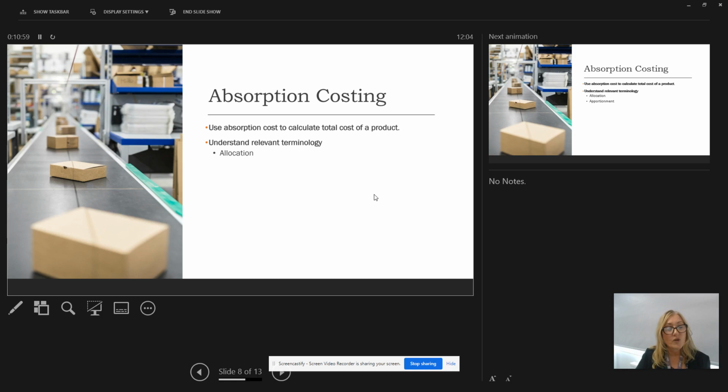So you need to understand the following terms. Allocation is where we allocate overheads to a department. So we might have three departments and a supervisor who only works in one department, so we would allocate their salary straight into the overheads for that department. Apportionment just means sharing. So it's where we share the overheads out on the fairest basis. So we might share something like rent out based on floor area, or canteen costs based on the number of staff that work in each department.